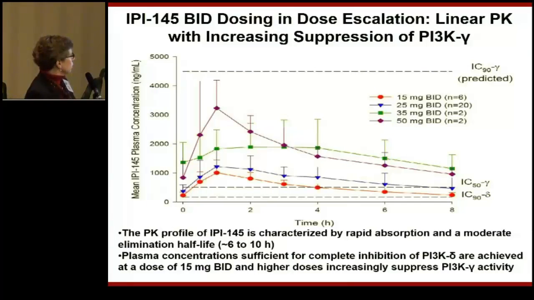So here is the PK profile. It's characterized by rapid absorption and a moderate half-life of about 6 to 10 hours. And you can see the 25 milligram BID dose is in blue. And at 8 hours, it's still above the IC90 for delta and at about the IC50 for gamma. And so that's the dose that's moving forward in CLL, although higher doses are being tested in more aggressive diseases. You can see the IC90 for gamma up at the top on the graph.